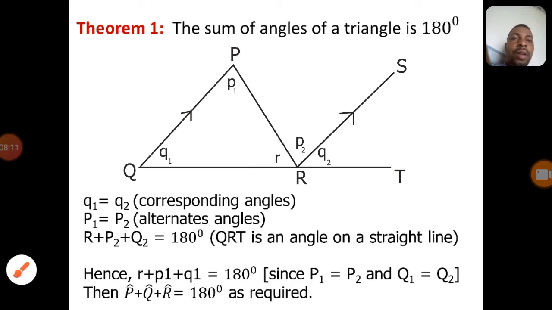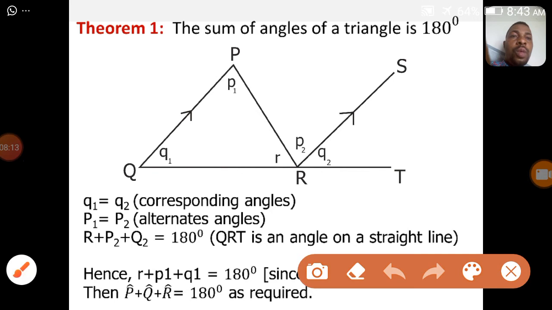So that is why we sum up the angles on this straight line. You need to change this capital letter R to small letter r, so that we have r plus P2 plus q2. Also change this Q2 to small letter q2, as you can see on that straight line. That will give us 180 degrees. Hence, r plus P1 plus Q1 is equal to 180 degrees.